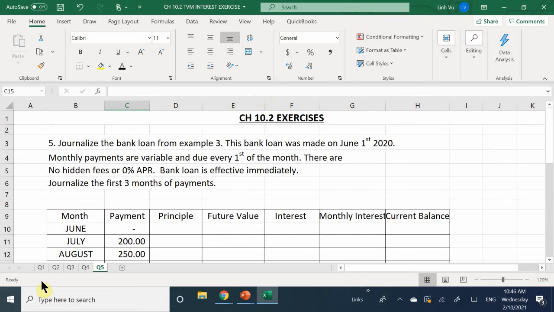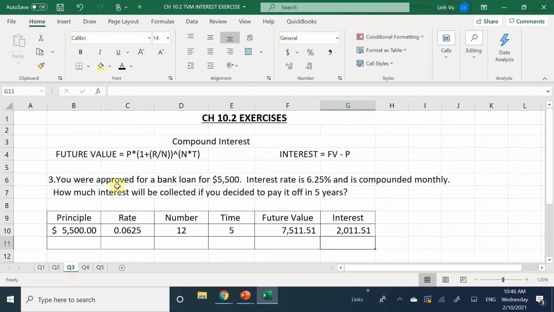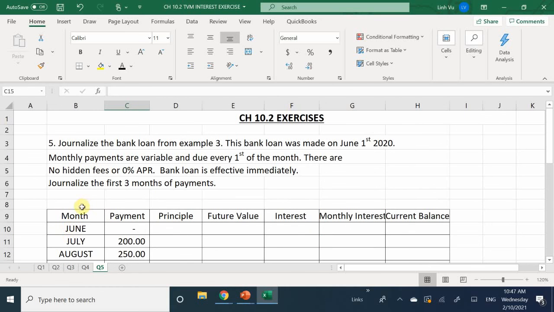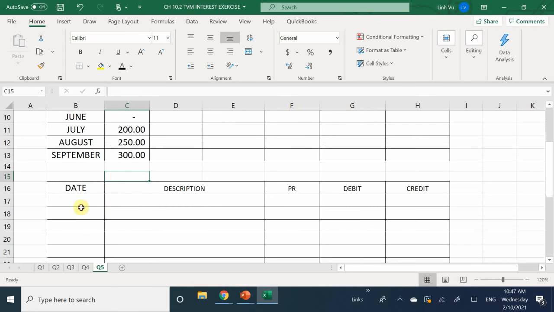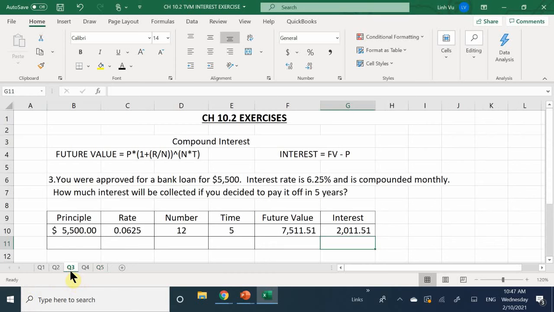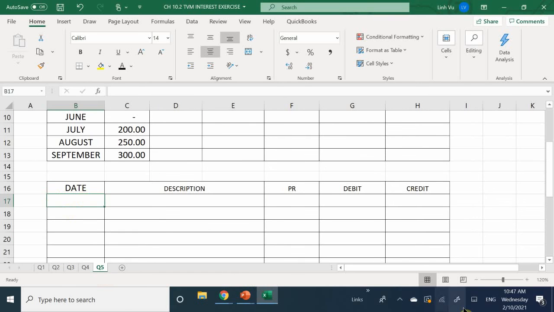So let's take a look at question number 3. I had a bank loan, right? I was approved for a bank loan for $5,500. So let's go ahead and journalize that as the first thing. Let's see what day I had it. Let me go back to question number 3. Did I say a specific date? No. So I'm just going to assume that it's some random date in June. Okay, so June.